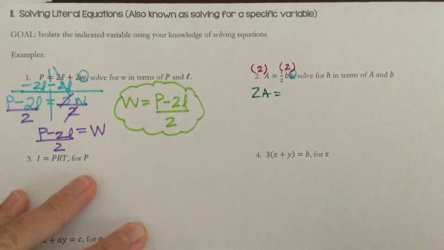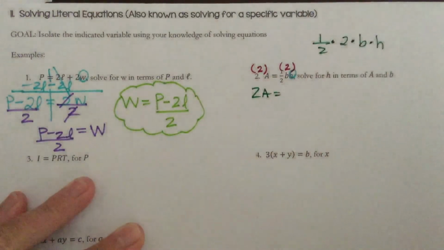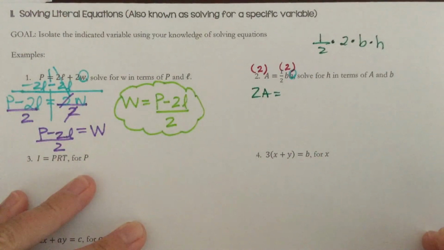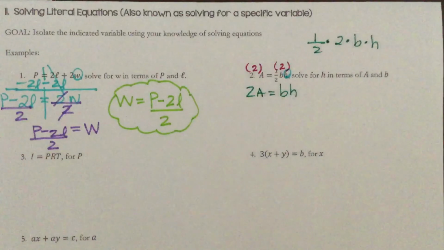And on the right-hand side, I've got 1/2 times 2 times B times H. Well, half of 2 is 1, and 1 times B times H leaves me with BH. Our next step is to combine like terms. There are no like terms to combine.